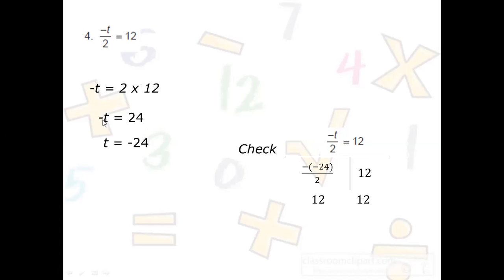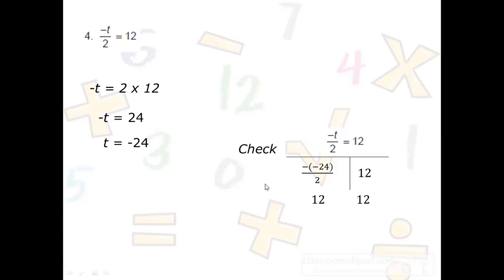Just for now, remember, in the later lessons you will know what happens. But now I don't want to confuse you. For now, just remember that if the negative sign is with the variable, just give the negative sign to the number. Okay, so T equals negative 24.